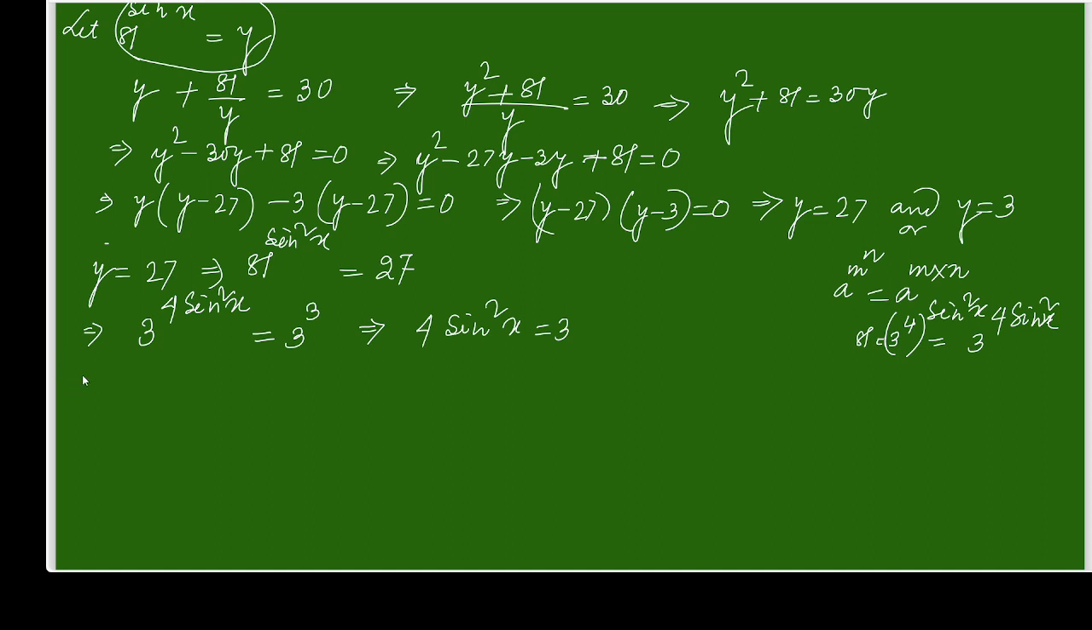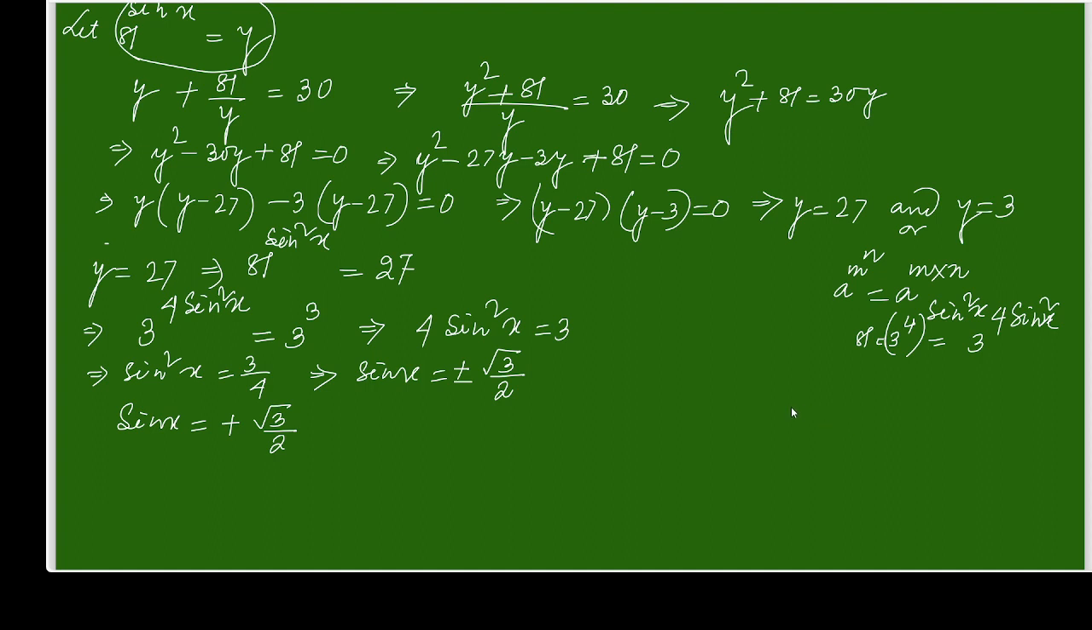Now when 4 sine square x is equal to 3, sine square x is equal to 3 by 4. And sine x is equal to square root of 3 by 4, that will be plus minus root 3 by 2. So I'll come one by one. One is sine x is equal to plus root 3 by 2.